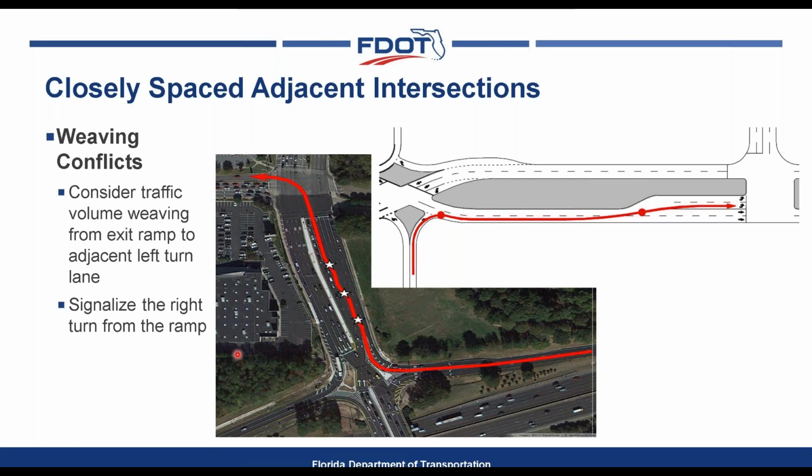A good way to address this is, as we've mentioned before, to signalize the right turn movement from the ramp. That way, when they do receive a green signal, they're able to turn right into the lane they need to be in to make that left turn, and it almost completely eliminates the weave at that point.